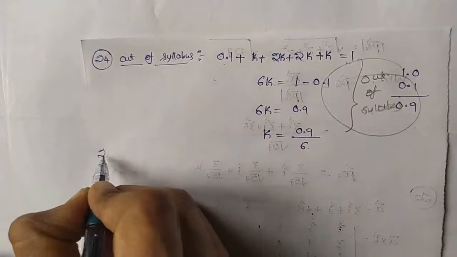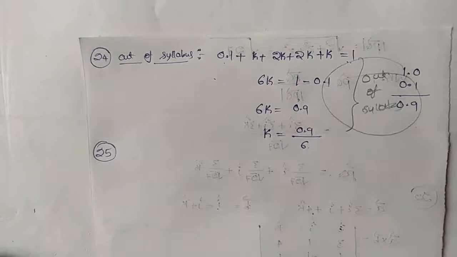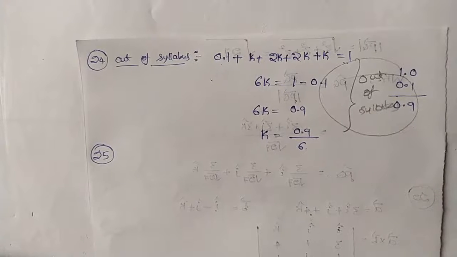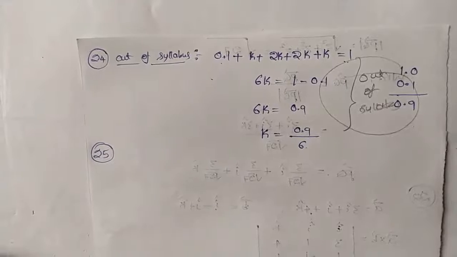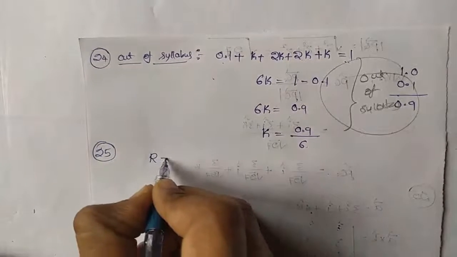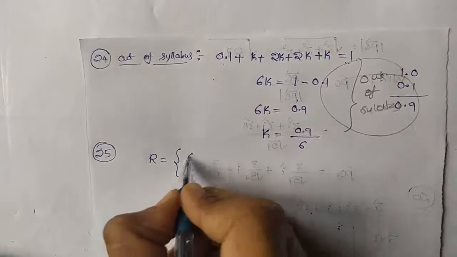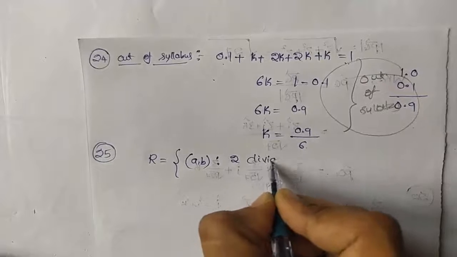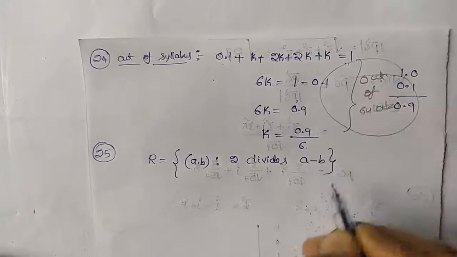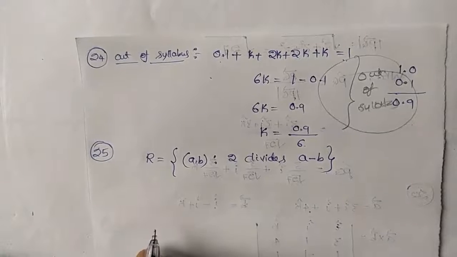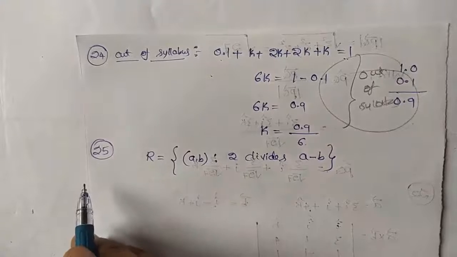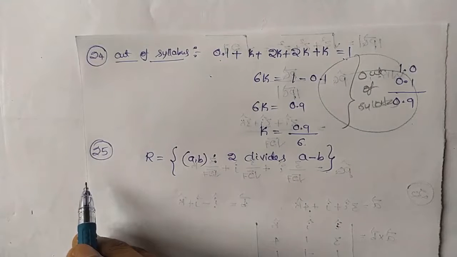See the 25th question. Show that the relation R in the set of all integers Z, defined by R equals (a, b) such that 2 divides a minus b, is an equivalence relation. First write down the given relation: R equals (a, b) such that 2 divides a minus b. The set is given: the set of all integers.